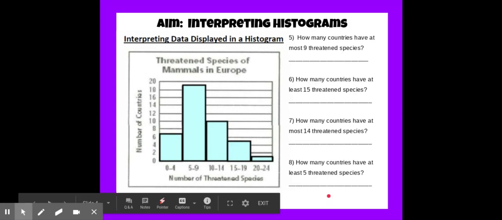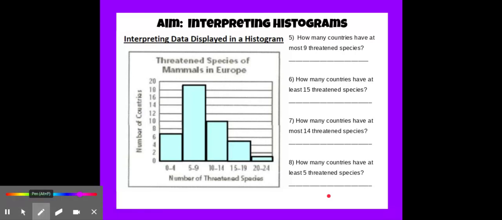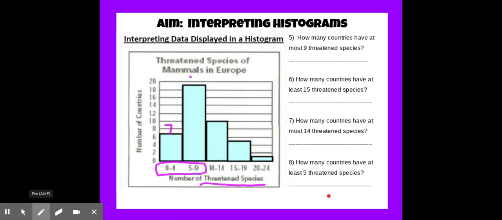So the next one says here, how many countries have at most 9 threatened species? So that means 9 or less. So we're going to look at the threatened species here. That's this axis. So we're going to go for 9 or less. So we're going to total up these two heights. And that we would say would be 26 countries had at most 9 threatened species.